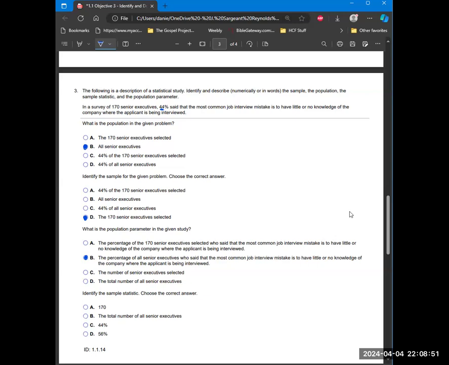And now identify the sample statistic. So that's this 44% right here, which is the actual statistic that describes the sample of the opinion of these 170 senior executives, but it also helps us make an inference about the population of what we think is going on with all senior executives and what their opinion would be.